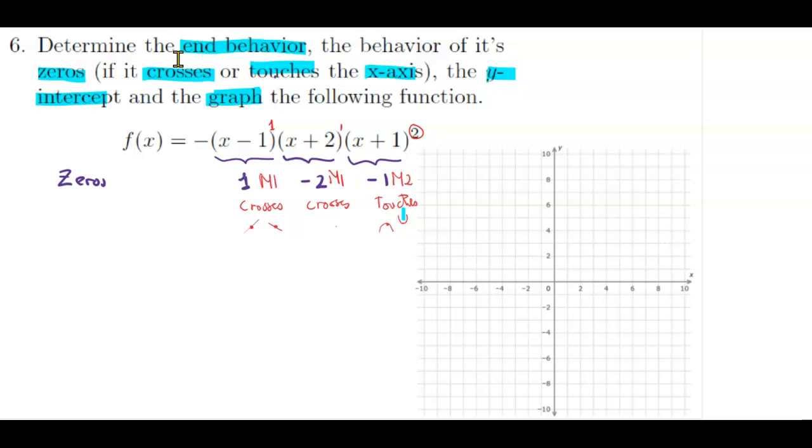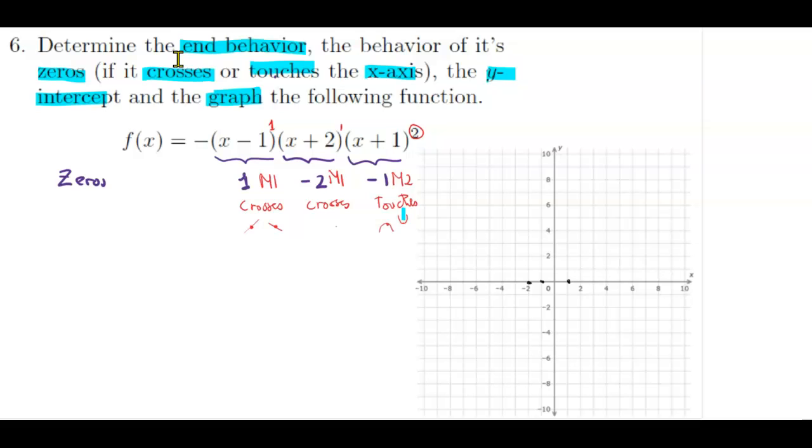Now, we know already the zeros, so let's put them on the graph. Probably it's going to be better. So we have 1, this is the point 1. We have minus 2 right here, and we have minus 1 right here. So those are the 3 zeros.